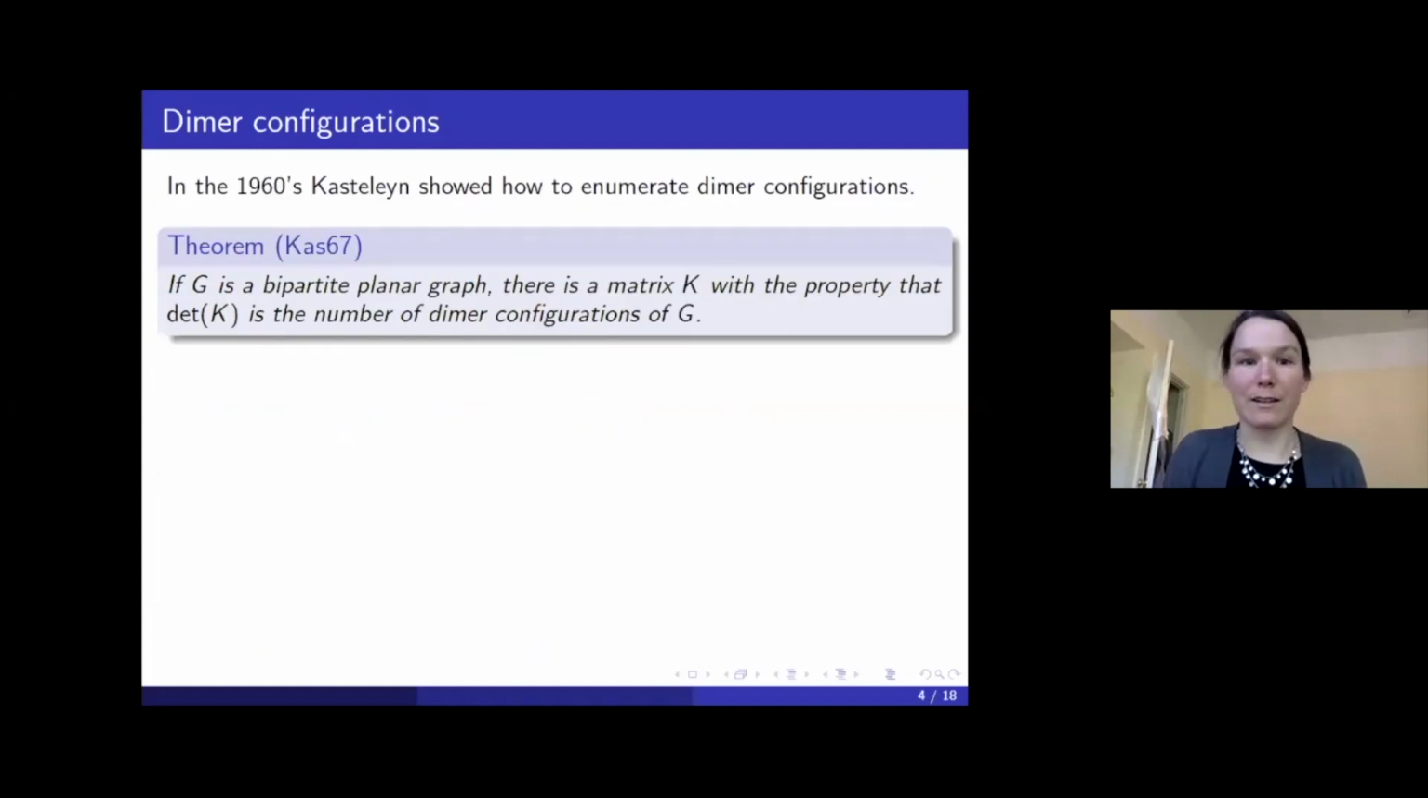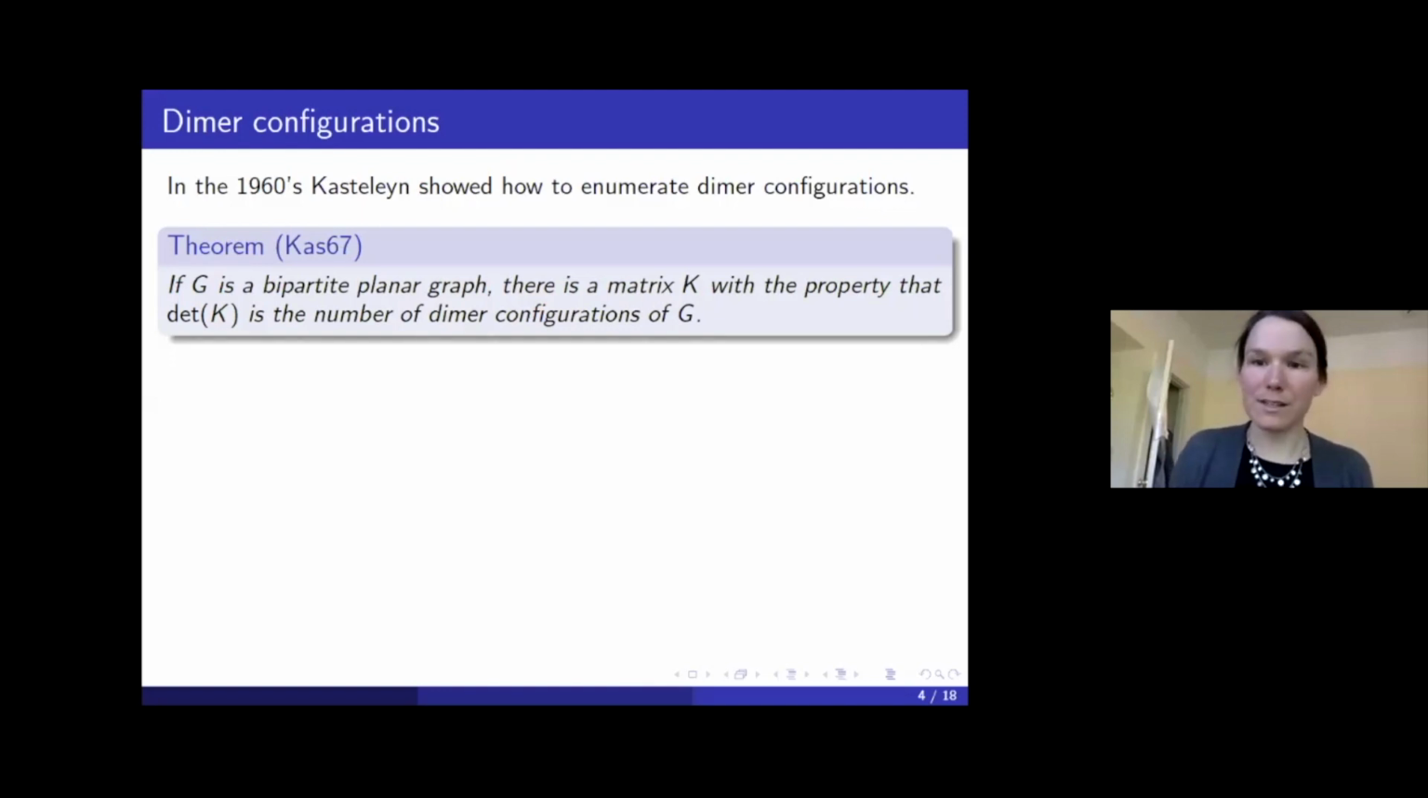In the 1960s, Kasteleyn showed how to count dimer configurations of planar graphs. In the bipartite case, he proved that there's a matrix K with the property that its determinant is equal to the number of dimer configurations of the graph. And when the graph is not bipartite, there's a matrix with the property that its Pfaffian is the number of dimer configurations. But today we'll just be talking about the bipartite case.